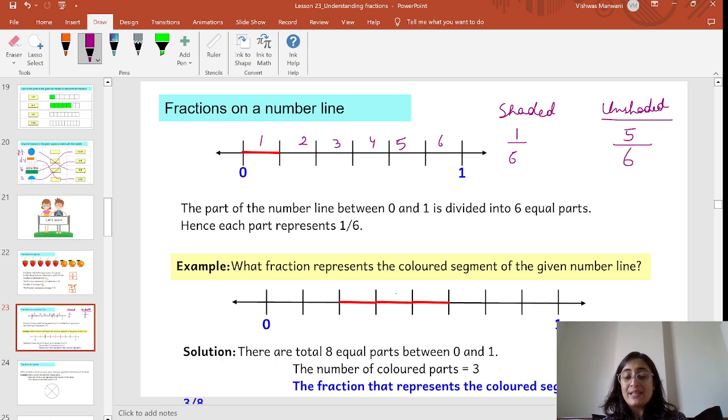What fraction of this second number line is colored? As you can see, the total number of parts this number line is divided into is 8, out of which only 3, 4, and 5 are colored, meaning only 3 parts are colored. So the shaded or colored part is represented by 3 by 8.